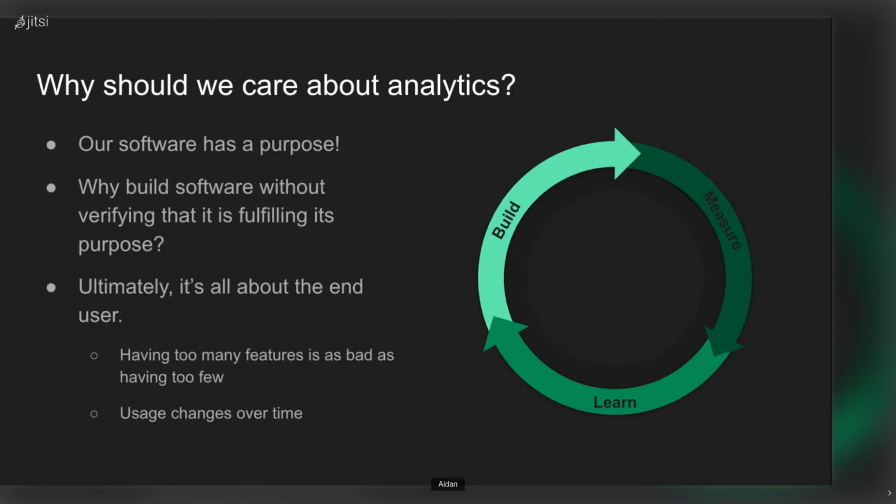So, you build something, you measure its success, you learn from the measurements, and then you either continue building it or build something new. It depends on your product life cycle. But it's really important that we know that our software is doing the job that it's intended to do. And so we need tools that can help us to measure that success.